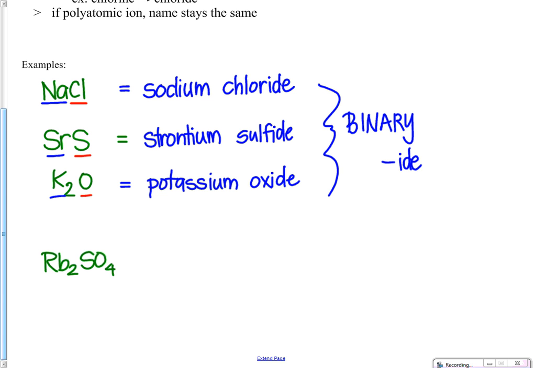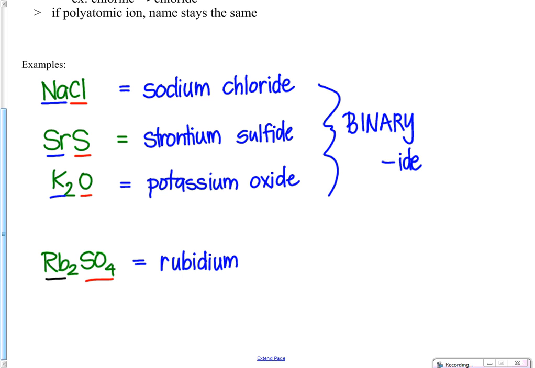Okay, again, find the positive part of the compound. The positive part of the compound is the Rb. That means everything else must be part of the negative. So in this case, the SO4 is the negative part of the compound. Now with the positive part of the compound, Rb, looking at your periodic table, you're going to figure out that that is called rubidium.